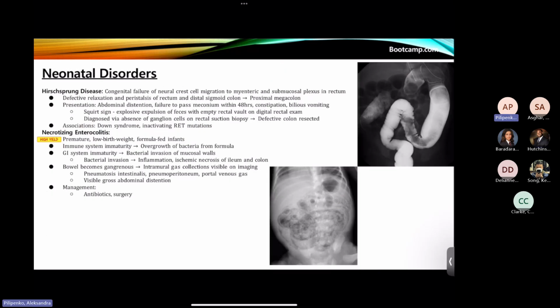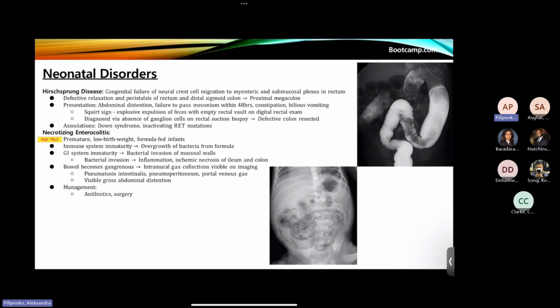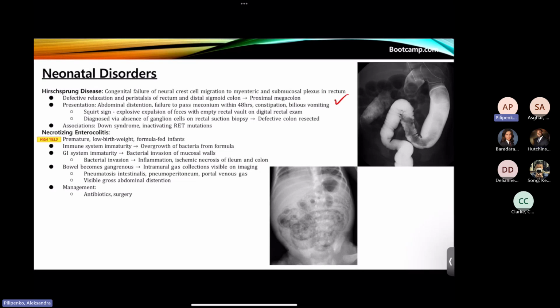Some neonatal disorders that you already learned, right? Hirschsprung disease in the neuro section. Necrotizing enterocolitis: basically, this is in formula-fed infants, and they are not able to digest it properly because remember, the gut of the newborn is almost sterile.